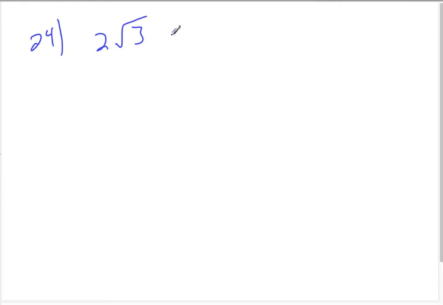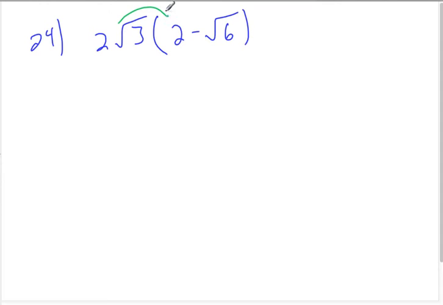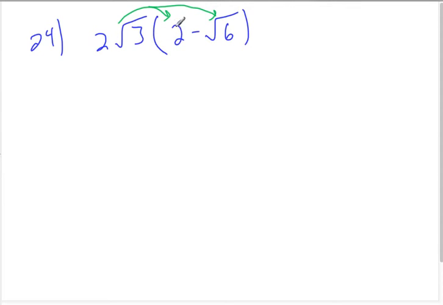2 root 3 times 2 minus root 6. Again, we are going to use the distributive property. So this goes to both items here. So 2 root 3 times 2 is 4 root 3, and then 2 root 3 times root 6 is 2 root 18, so minus 2 root 18.